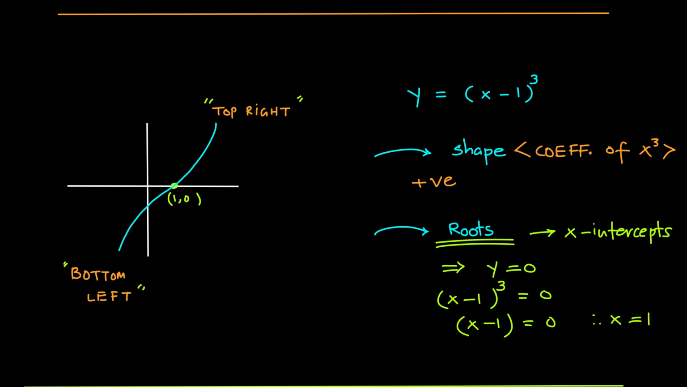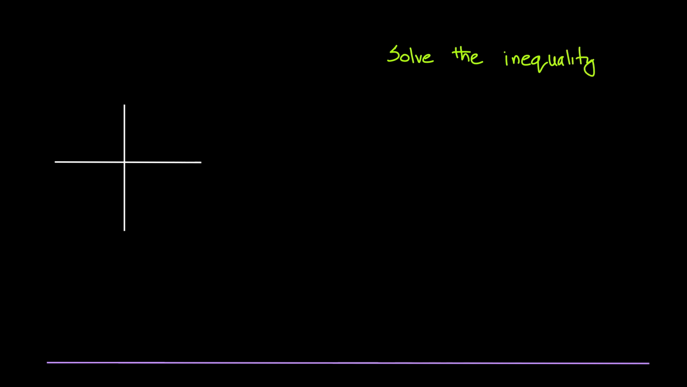Now the focus right now was on drawing a sketch. Now let's rephrase this question and make it something like this. Solve the inequality (x minus 1) the whole thing cubed is greater than 0. The graph was already drawn on the previous slide. Let me redraw it again. So it goes something like this: x-axis, y-axis, and the x-intercept is 1.